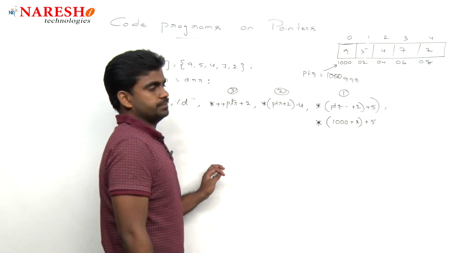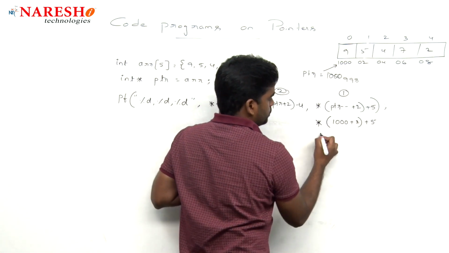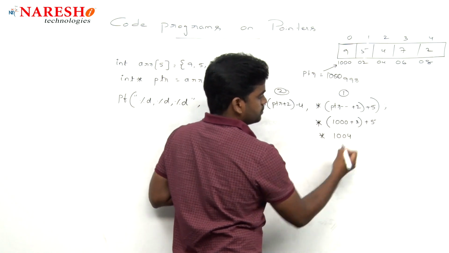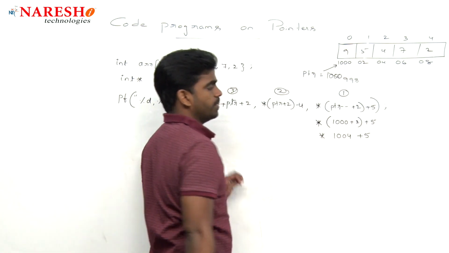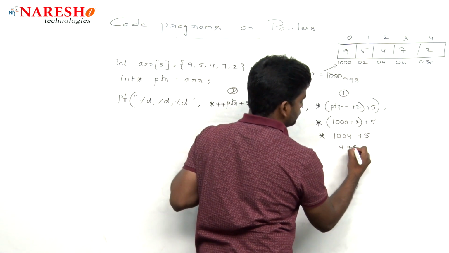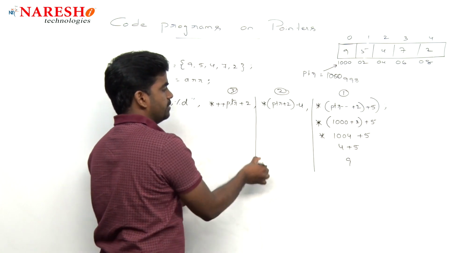Just minus 2. 1000 plus 2, that is 1000 plus 1 plus 2. Here 1000 plus 2 is 1004, plus 5. The pointer to 1004 is a 4. 4 plus 5 value is a 9. That last expression value is a 9.